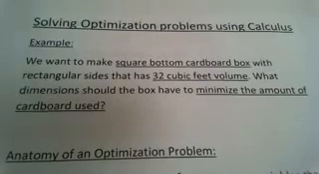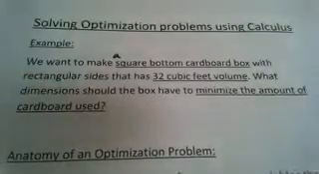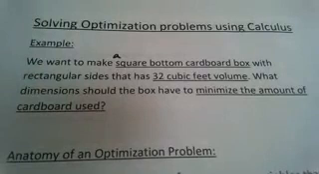Let's say we want to make a square cardboard box. I guess it should be an open box here. We want to make a square cardboard box with rectangular sides that has 32 cubic feet volume. What dimension should the box have to minimize the amount of cardboard used? So what does that mean? When we say we want to minimize the amount of cardboard used, we are saying we want to make sure the amount of surface area is the minimum. So we want to minimize the amount of surface area. And this is an open box, so it doesn't have a top. So the surface area is going to be the base plus all the four sides.